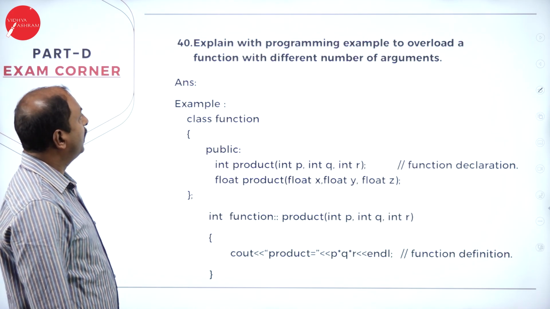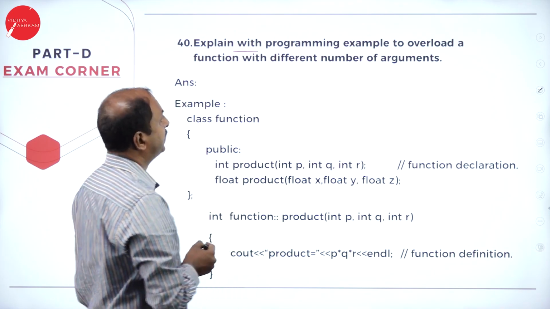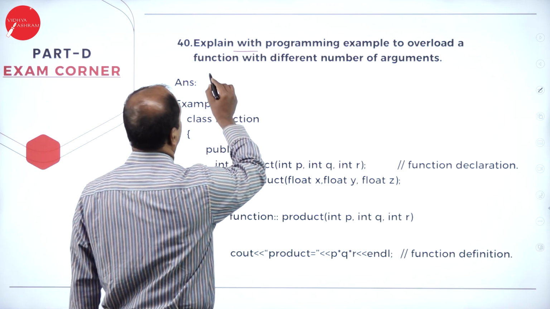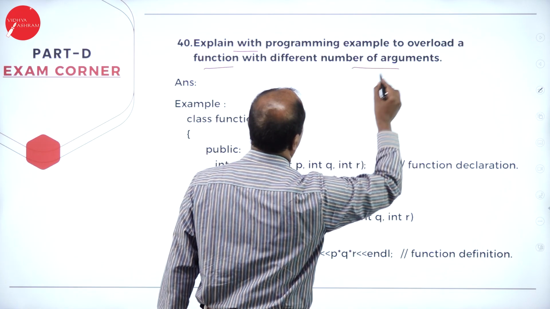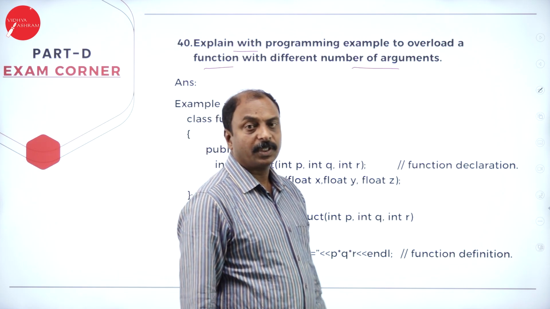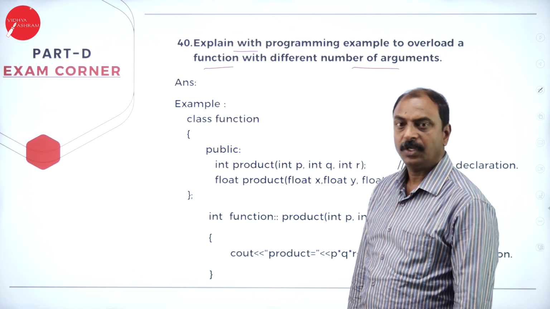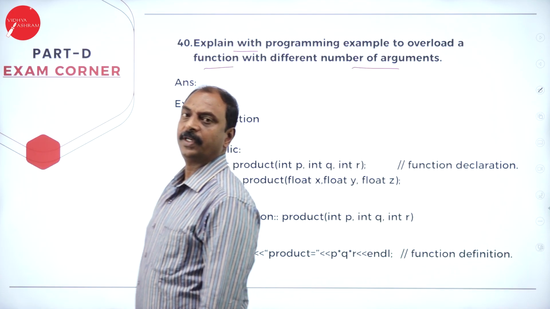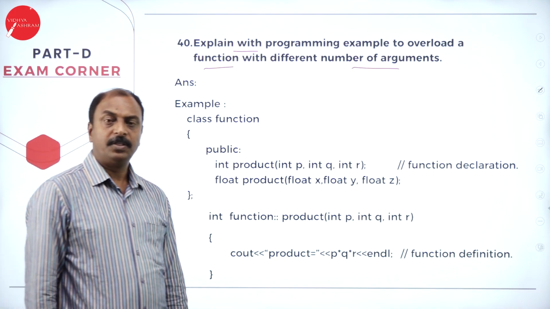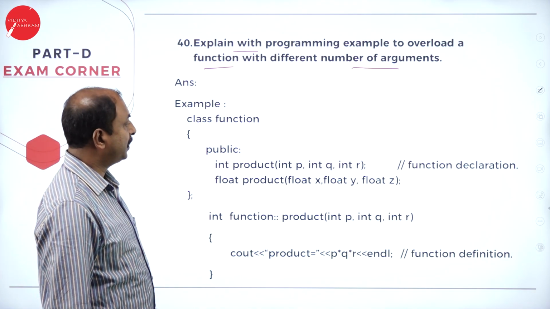Next question is, explain with a programming example how to overload a function with a different number of arguments. So it is a program on function overloading. What is the definition of function overloading? It is more than one function with the same name but differing in their argument list, differing in their arguments or parameters. So this is a program based on this.